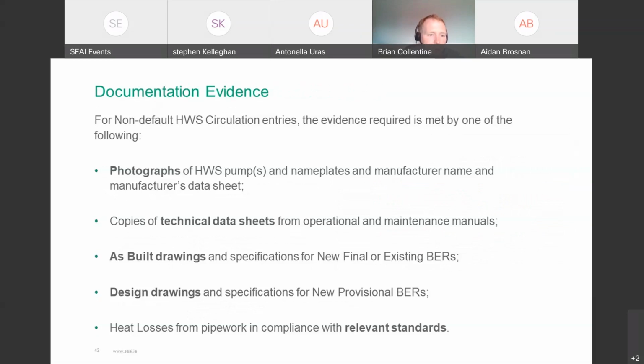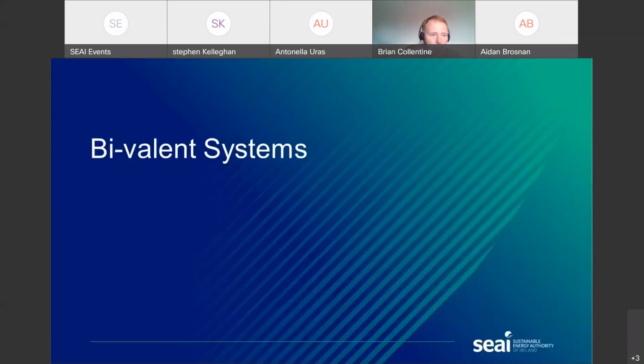The documentation evidence required for these inputs can be met by one of the following, which is a similar theme for other inputs: photographs, technical data sheets from O&M manuals, as-built drawings, design drawings where you have new provisional BERs, and heat losses from pipework in compliance with relevant standards where applicable.